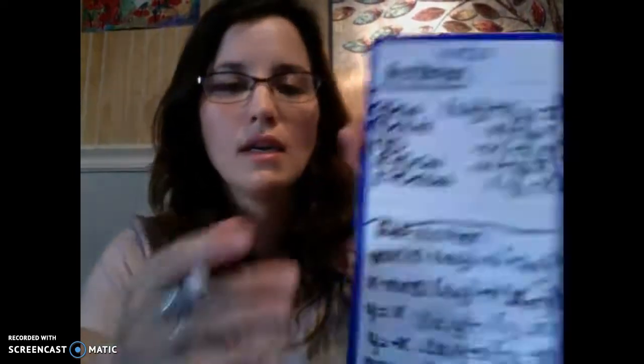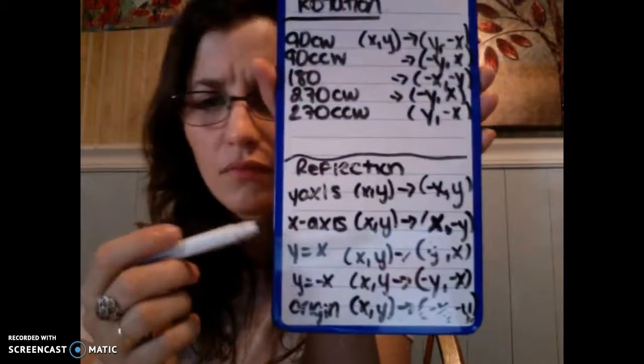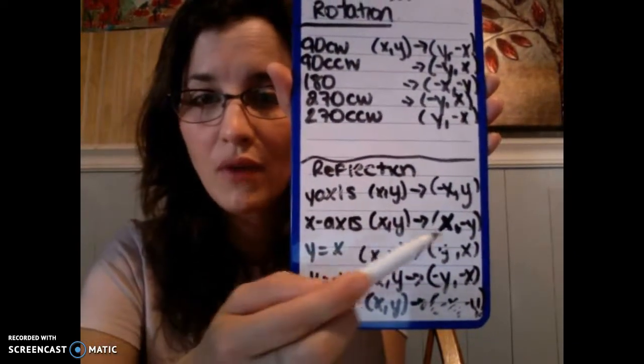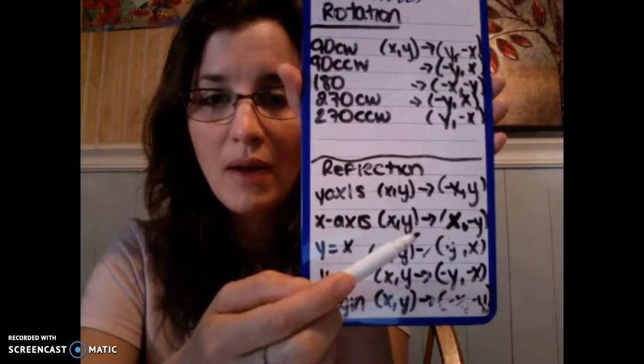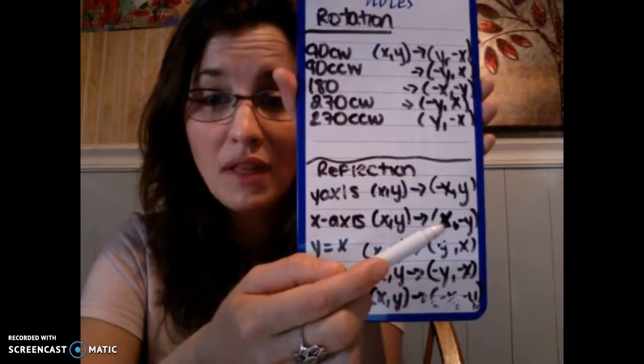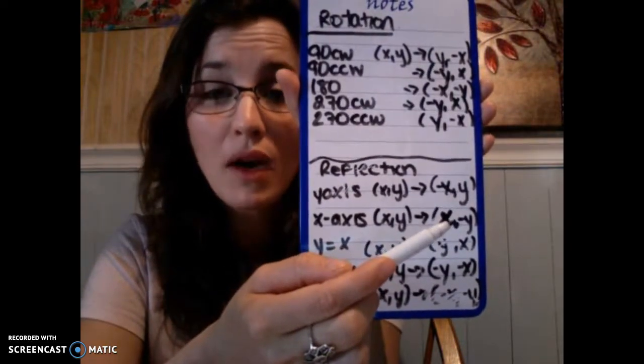So it's a positive x and a negative y. Well, this is easy because what that means is I don't have to switch them or flip them. I just rewrite my points and I make all my y's the opposite sign. That's all it means.